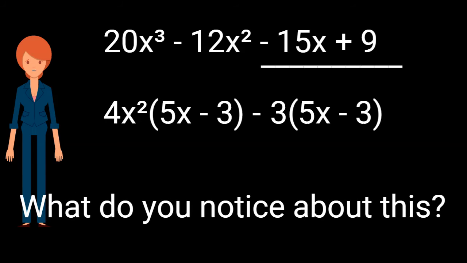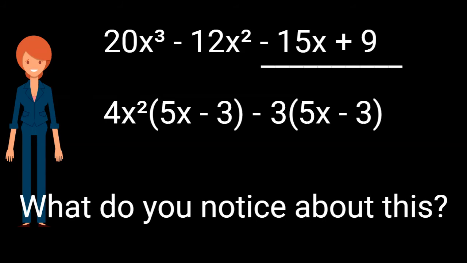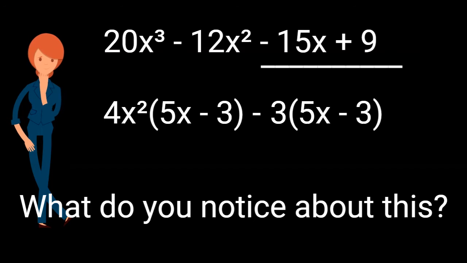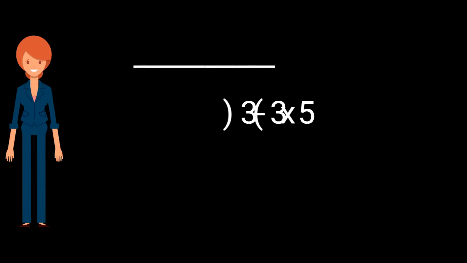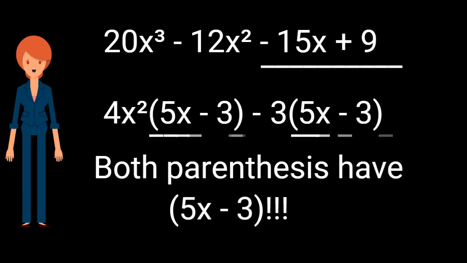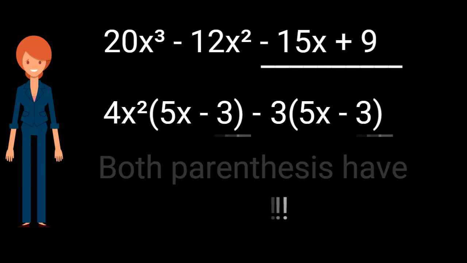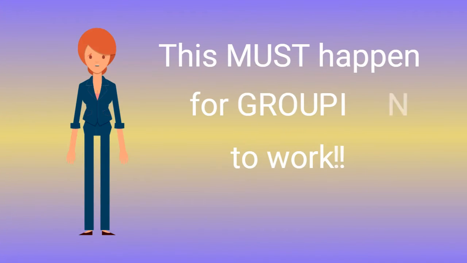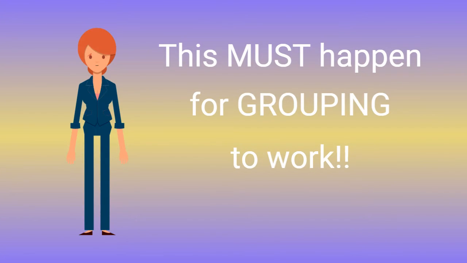But what do you notice about this? Both the parentheses have 5x minus 3. This must happen for grouping to work.